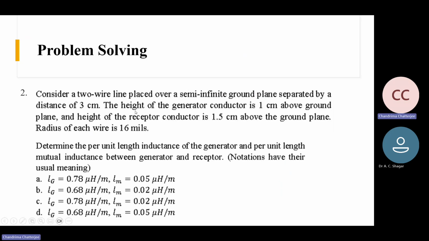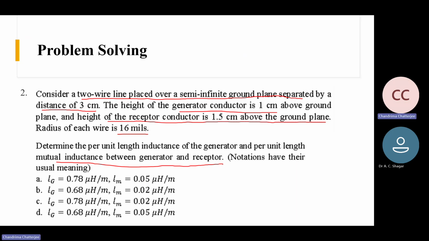This question is a numerical question. Consider a two-wire line placed over a semi-infinite ground plane separated by a distance of 3 centimeter. The height of the generator conductor is 1 centimeter above the ground plane and the height of the receptor conductor is 1.5 centimeter above the ground plane. Radius of each wire is 16 mils. Determine the per unit length inductance of the generator and the per unit length mutual inductance between the generator and receptor. We need to find out what is LG and what is LM.